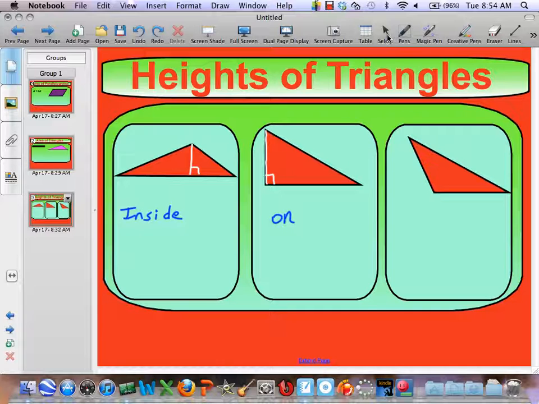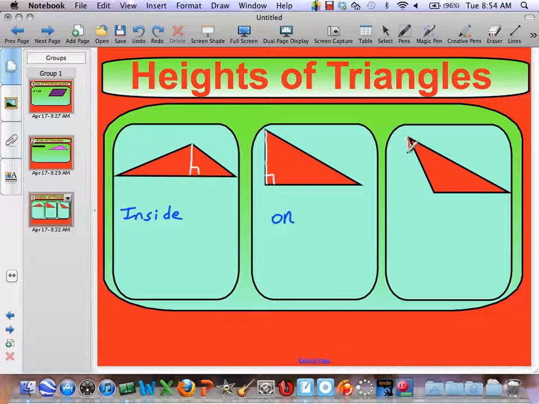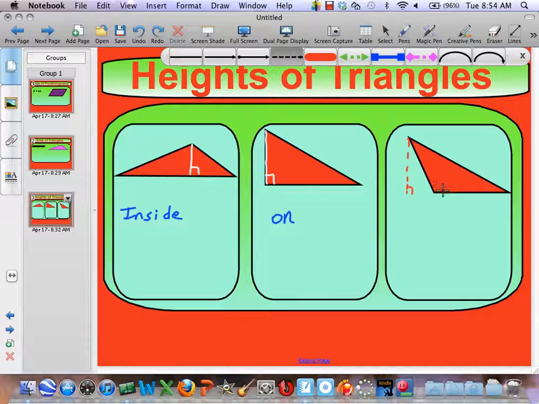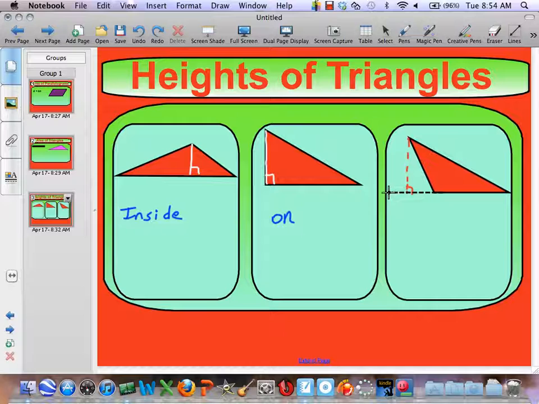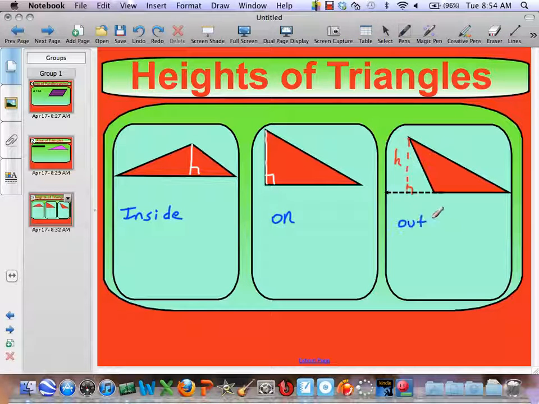And then the third one, notice that there's no way for me to draw a perpendicular line to that base. So what I can do is drop one on the outside. So think of it as extending the base, and now I have my new height, which is outside the triangle. Please make sure that you know and can diagram each one of these three options as to where to find the height for the triangle.